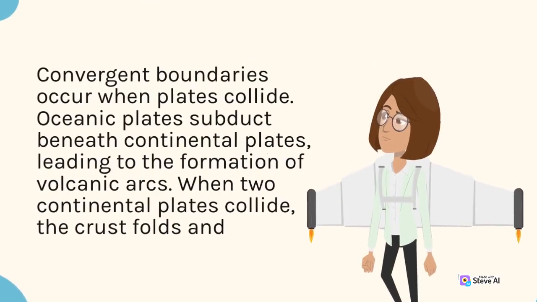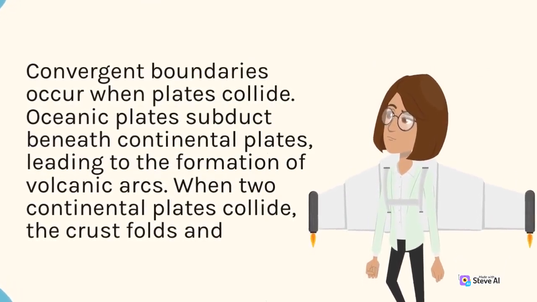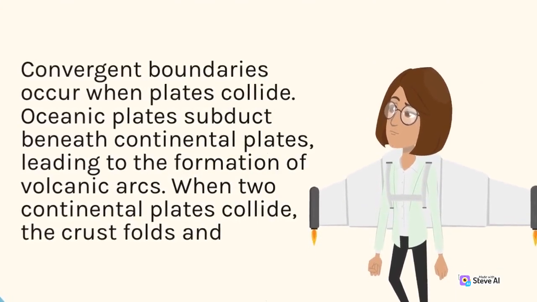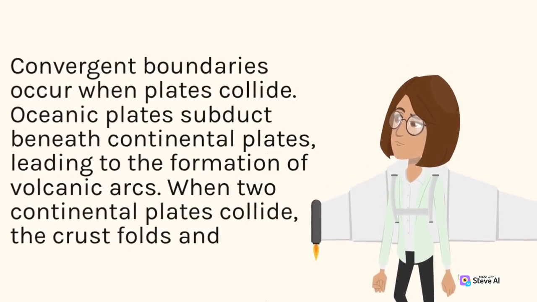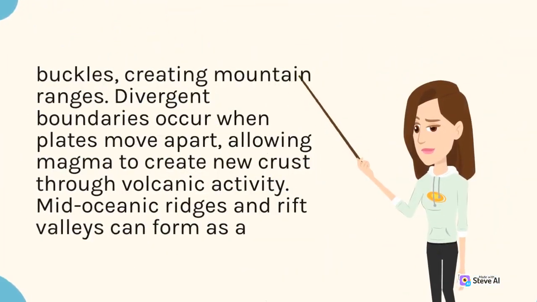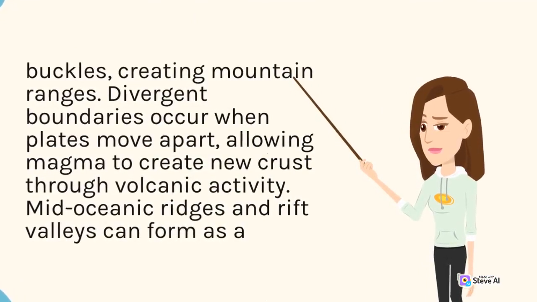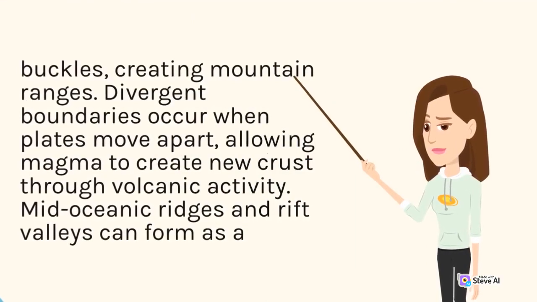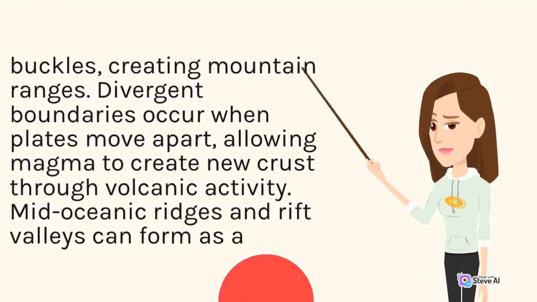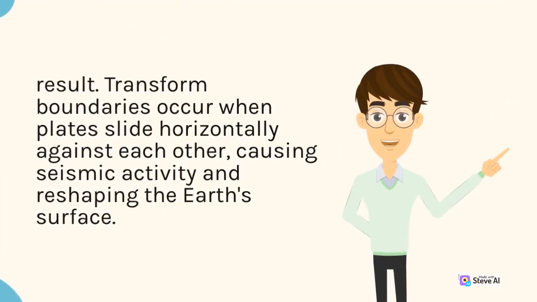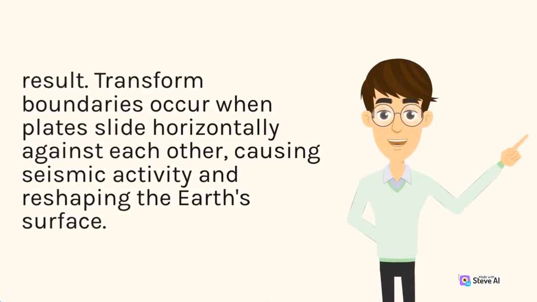Convergent boundaries occur when plates collide. Oceanic plates subduct beneath continental plates, leading to the formation of volcanic arcs. When two continental plates collide, the crust folds and buckles, creating mountain ranges. Divergent boundaries occur when plates move apart, allowing magma to create new crust through volcanic activity. Mid-oceanic ridges and rift valleys can form as a result. Transform boundaries occur when plates slide horizontally against each other, causing seismic activity and reshaping the Earth's surface.